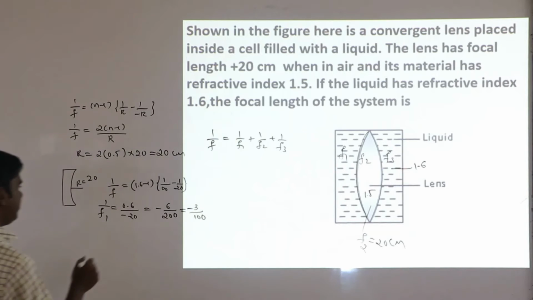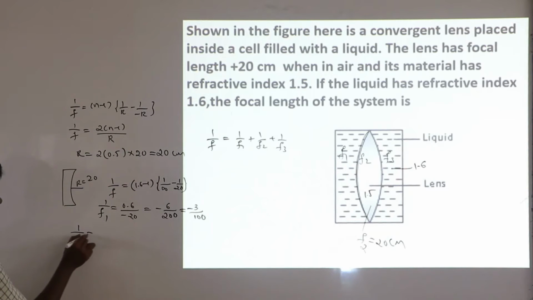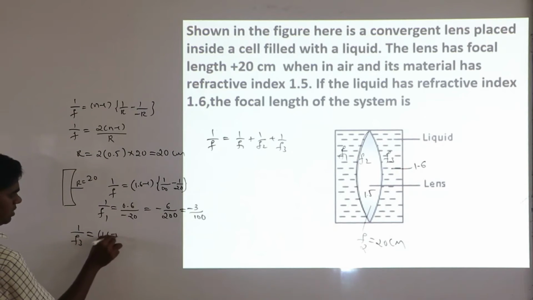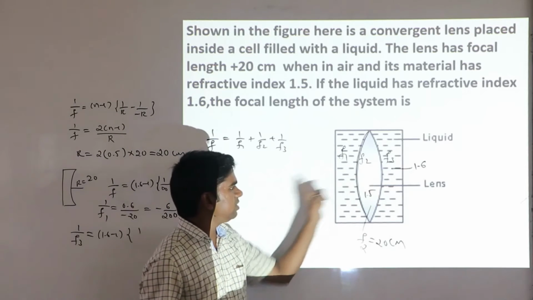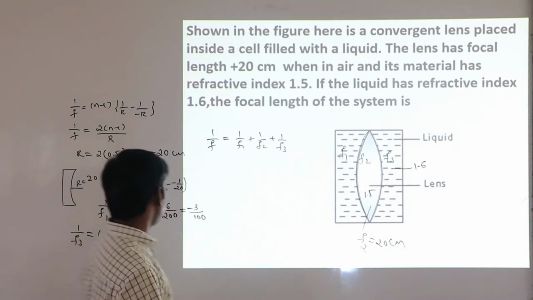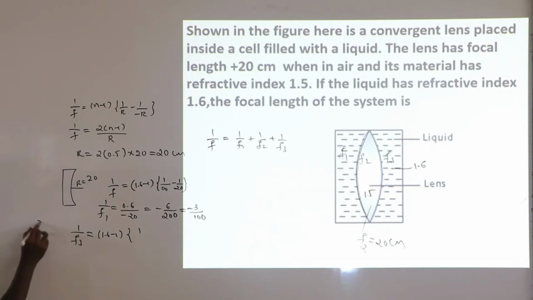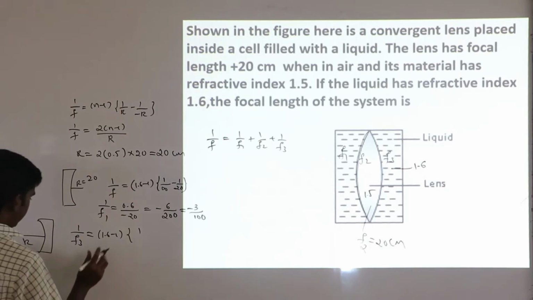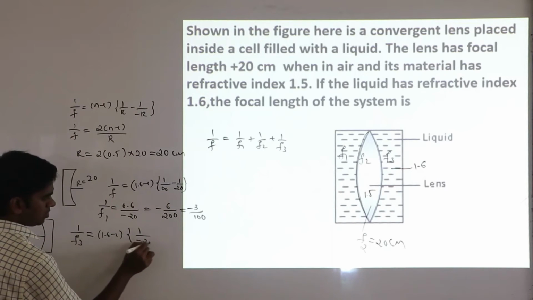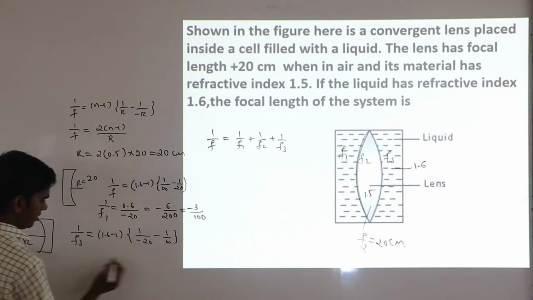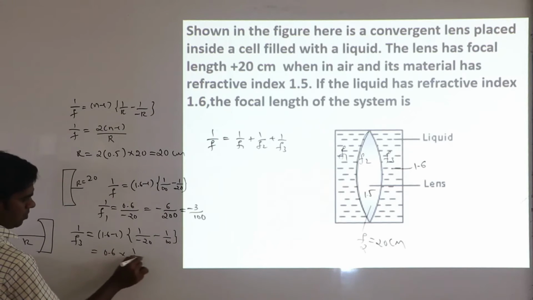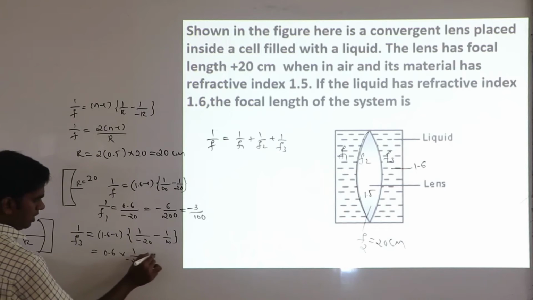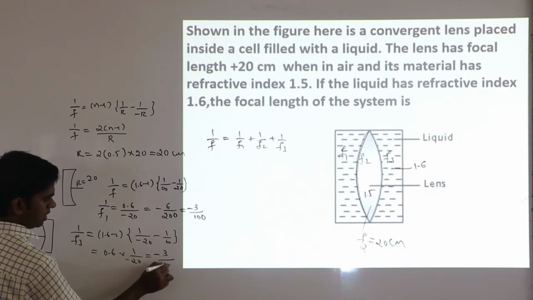Similarly for f3, 1/f3 = (1.6 - 1)(1/r1 - 1/r2). Now the radius of curvature on this side, I am talking about this lens, r1 is 20 and r2 is minus 20, going to this side, so minus 20, minus 1/infinity. So this is again 0.6 into minus 1/20, so in total it is again minus 3/100.